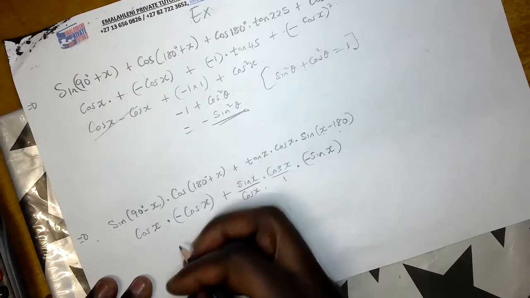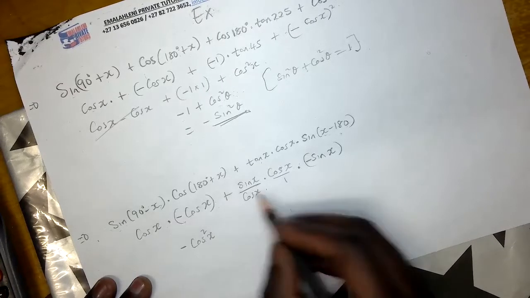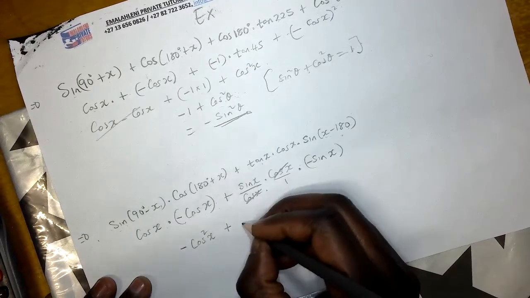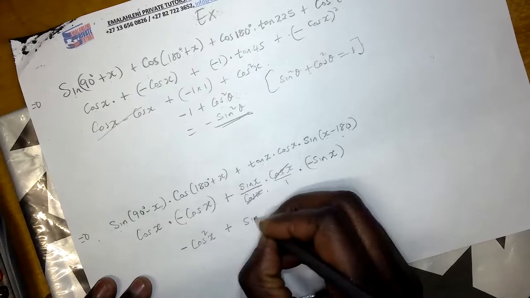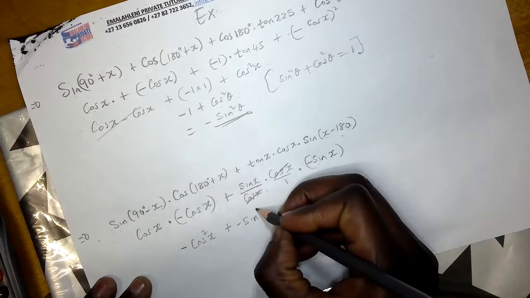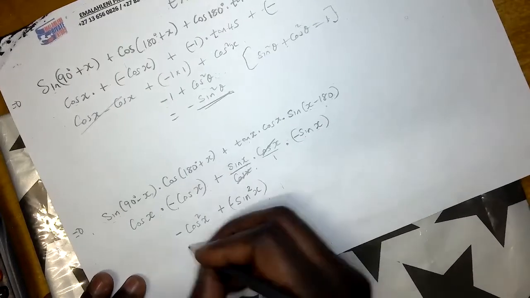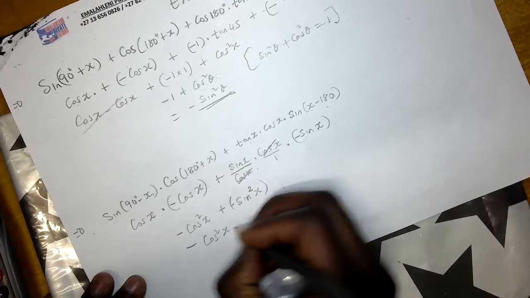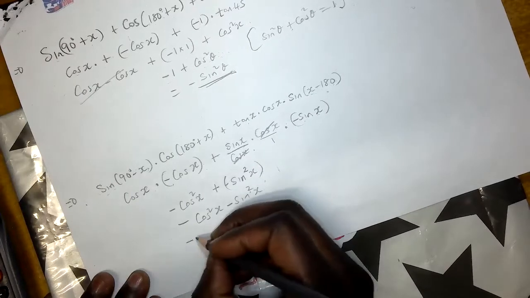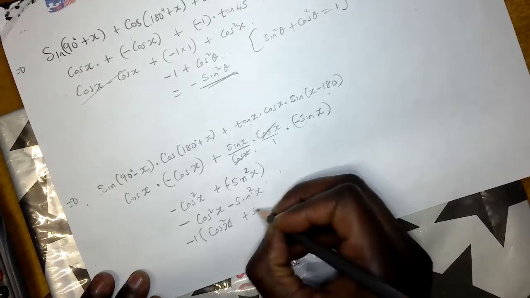Then what do we do now? We're going to get negative cos squared x. Then what do we get here? This is going to cancel. We're going to get plus. We're going to get sine x times negative sine x, and that gives us negative sine squared x. So what we basically have here is minus cos squared x minus sine squared x. Then we factor out negative 1: negative 1 outside, cos squared x plus sine squared x.